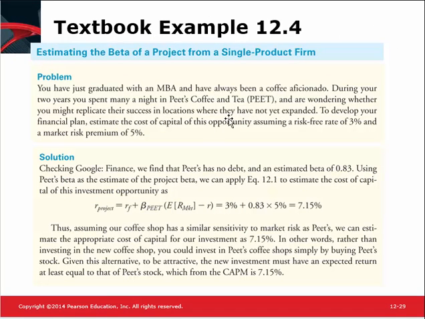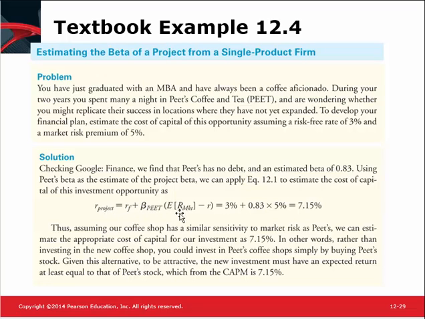So again, we're looking at this company. We're going to do a business plan. We look at this financial plan. We estimate that the cost of capital of the opportunity is 3%, and the market risk premium is 5%. So we look at this company, Pete's Coffee, and we find that they have no debt, and that their beta is 0.83. So this is a beta that represents a company that has no debt financing.